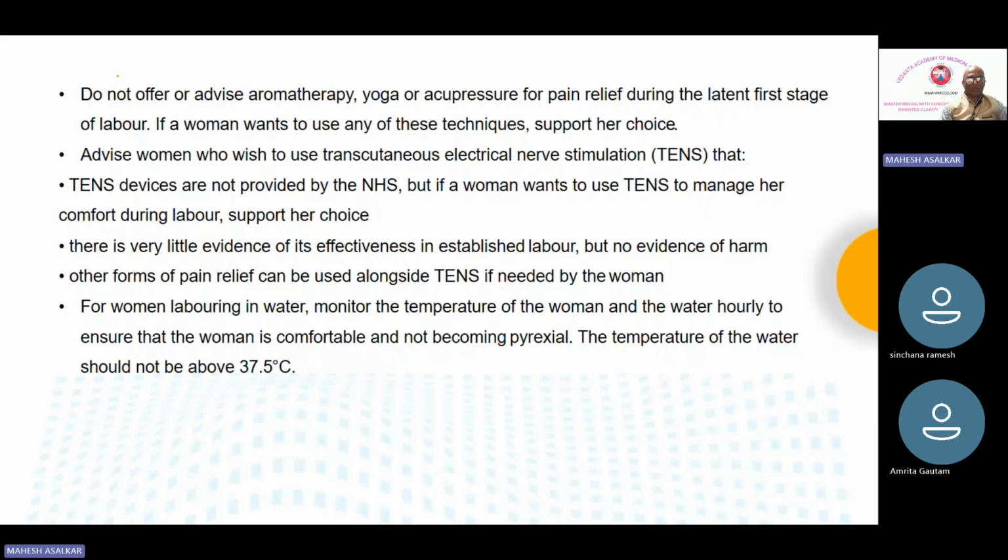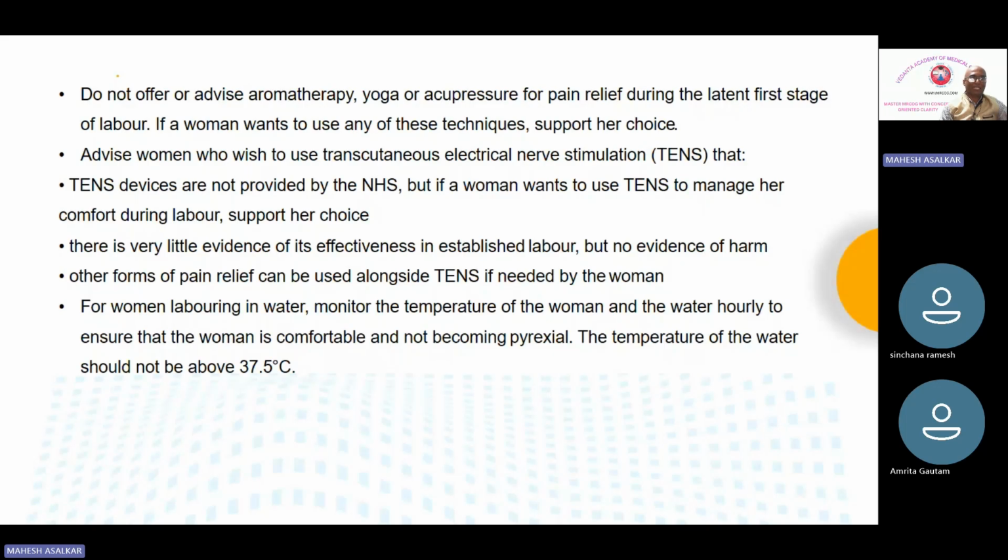So about TENS, what we should remember is that the device is not provided by the NHS. There is very little evidence of its effectiveness in established labor, but there is no harm in using it, and other forms of pain relief can be used along with TENS.